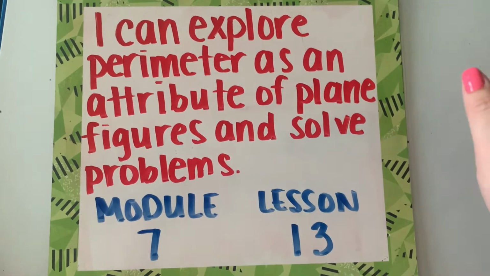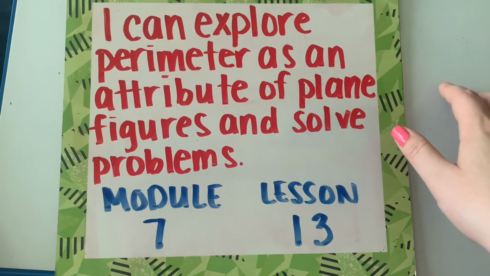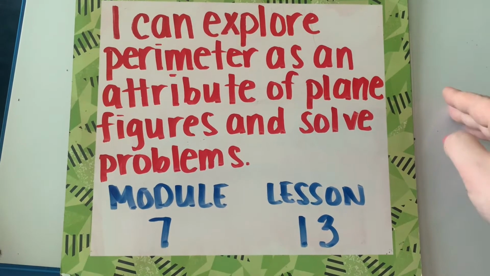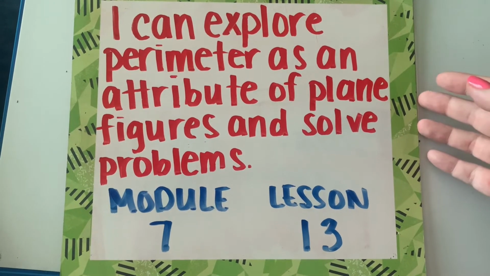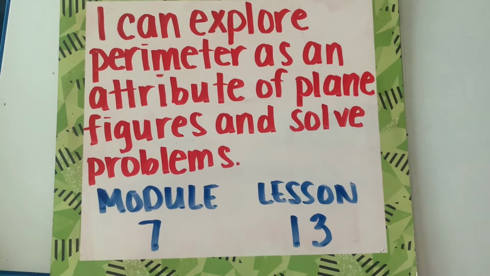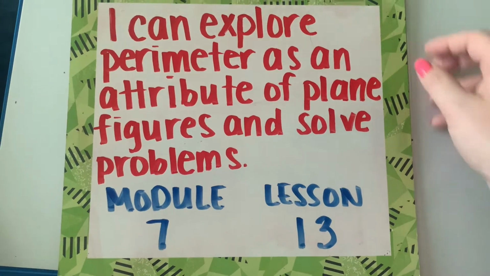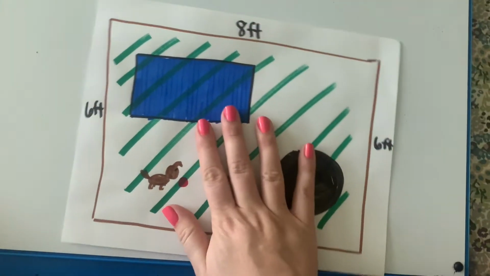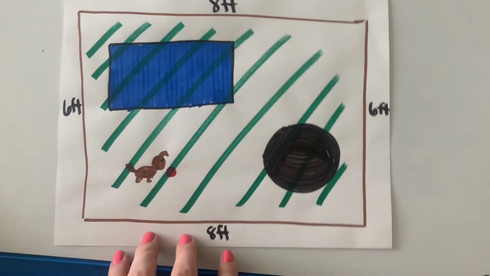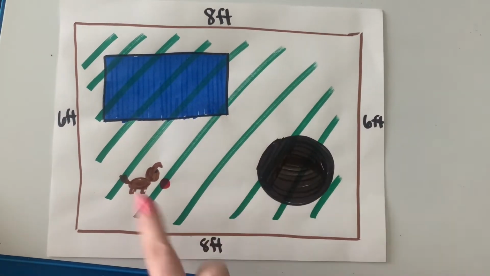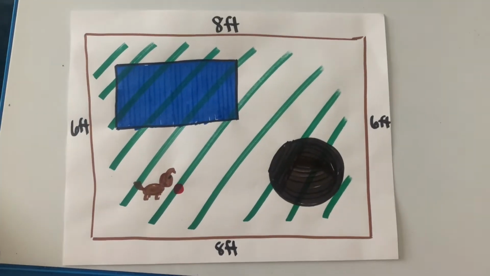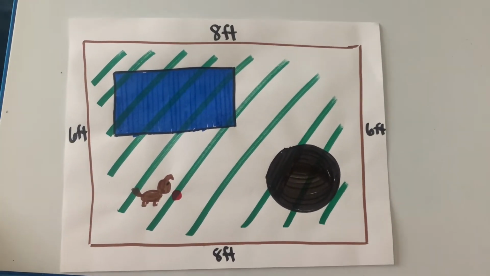All right. So our I can statement today is I can explore perimeter as an attribute of plane figures and solve problems. So basically what this is telling us is that today we're just going to be practicing finding the perimeter. Okay, so I know that the last lesson you guys worked on Friday, you got some practice with perimeter. So if you think back to our Thursday lesson where I showed you this lovely thing, I know that Miss Page had some other examples on Friday.